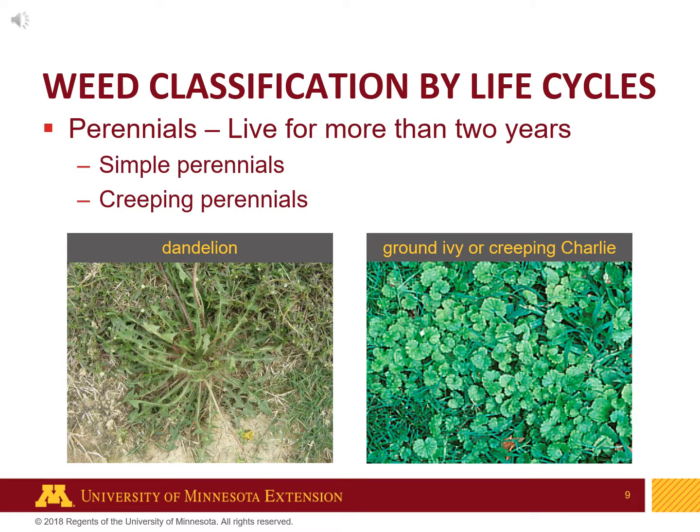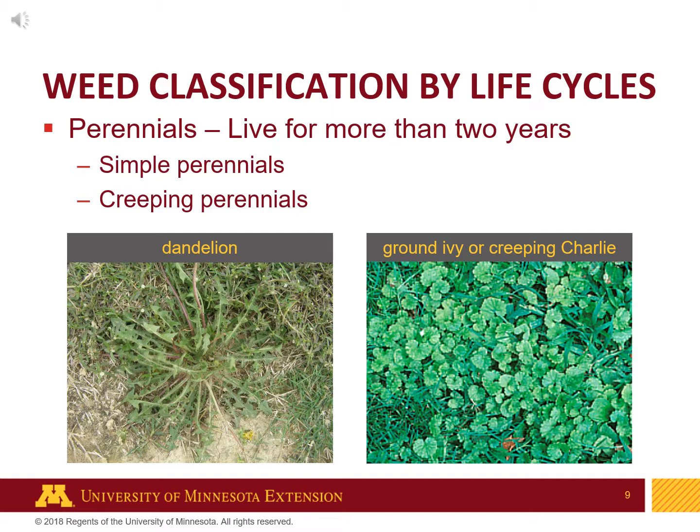Perennials are plants that live for more than 2 years. Some perennials will have the characteristic growth and development of an annual, but will not die upon reproducing via seed. These are called simple perennials. A common example of a simple perennial is dandelion.